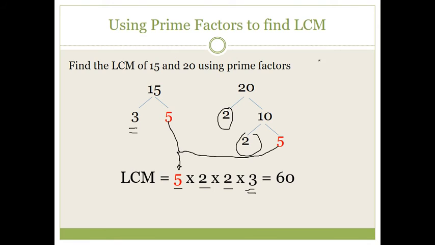And if we were to make our list of the multiples, you would see that it was 15 times 4, which is 60, and 20 times 3 is 60. And that's the lowest multiple of each of those numbers that they share in common.